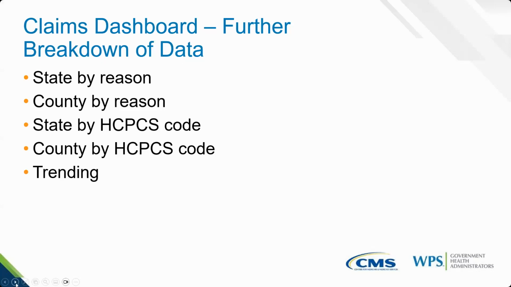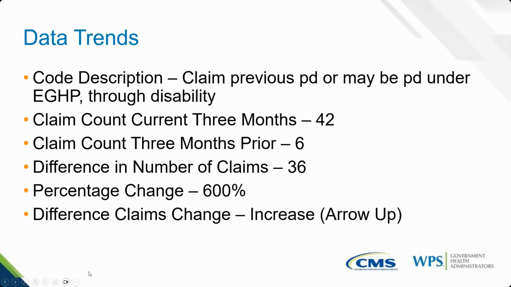I mentioned to you that CMS requires that we monitor the data to see why claims are rejecting, why they're denying, and then CMS expects that we provide education to avoid those in the future. And here is a trend that I wanted to share with you just as an example. This is a data trend for a denial. This is the coded description: claim previously paid or may be paid under EGHP, Employer Group Health Plan, through disability. So it's another type of insurance that's part of that Medicare secondary program.